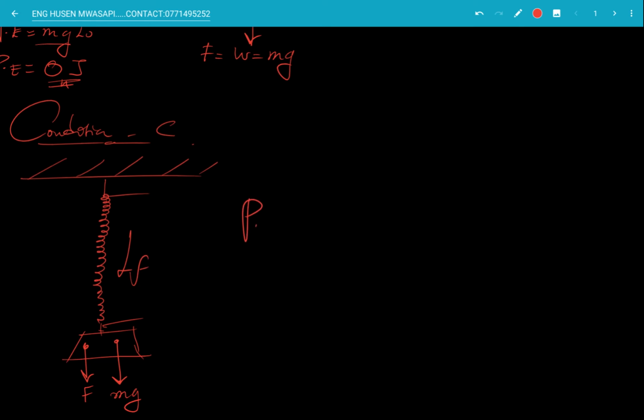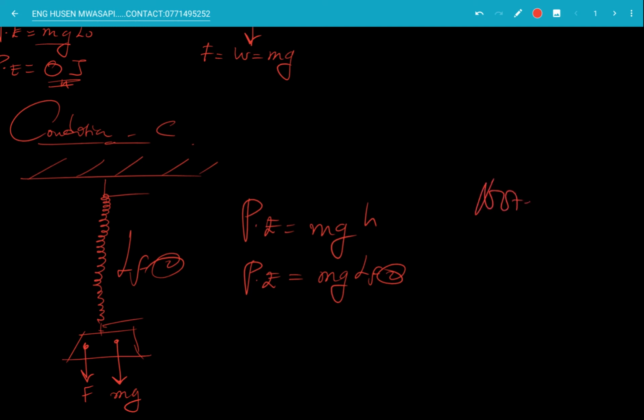So to calculate the potential energy in condition C, we know potential energy is equal to mass times gravity times what? Height. So potential energy is equal to mg LF. Let me call this LF2. Now here we're trying to look at the potential energy that has been created by the mass. The keyword is to understand that here we're trying to focus on the mass. Okay? The mass that has been attached to the spring. Yes, the force is there creating a different extension, but our interest is the mass that has been attached to the spring.